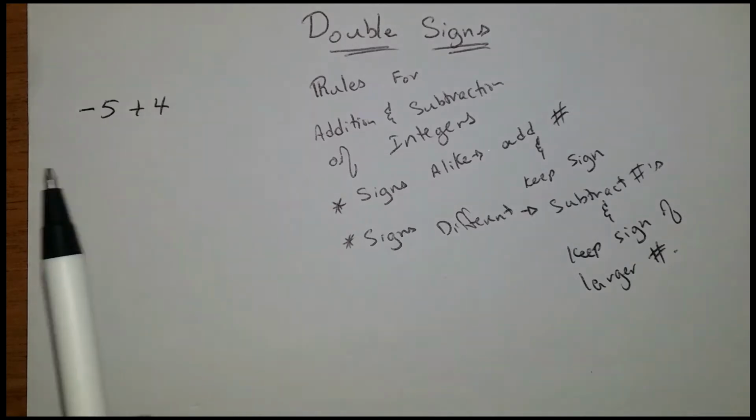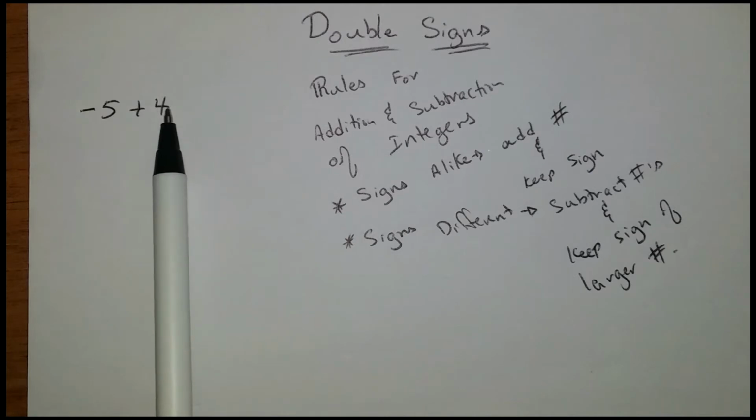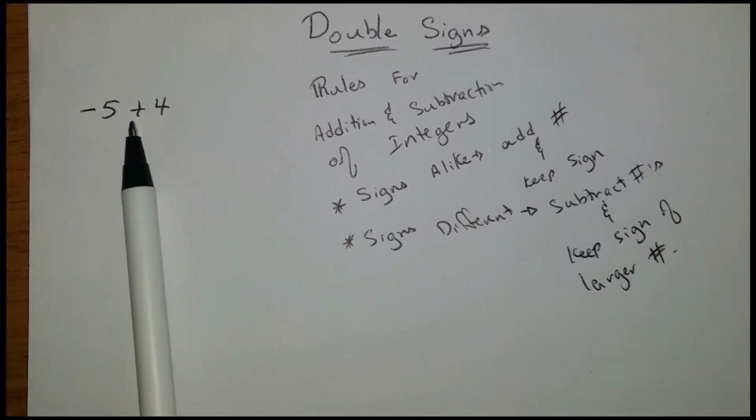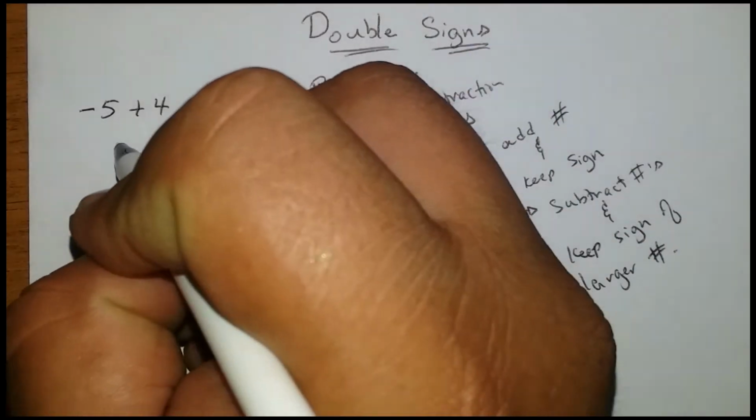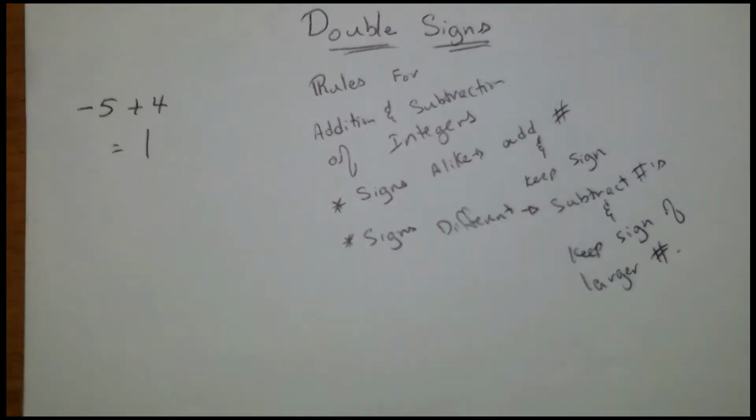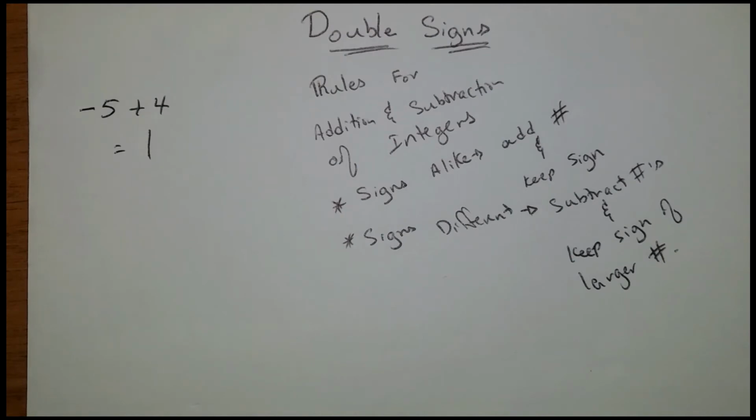Now let's take a look at the signs. Let's go back. Negative 5 and 4 is positive. Here we can see that the signs are different. One is negative, the other one is positive. So it says whenever you have that, we subtract the numbers. So let's subtract the numbers. 5 minus 4, my answer is 1. All right, that's the first part. Subtract the numbers, my answer is 1.